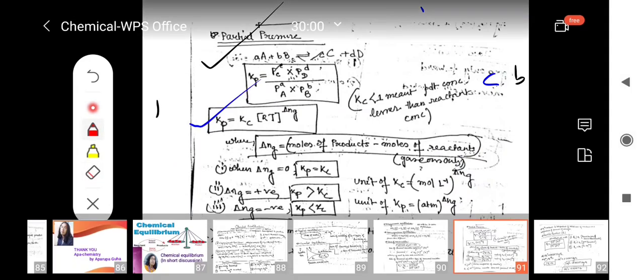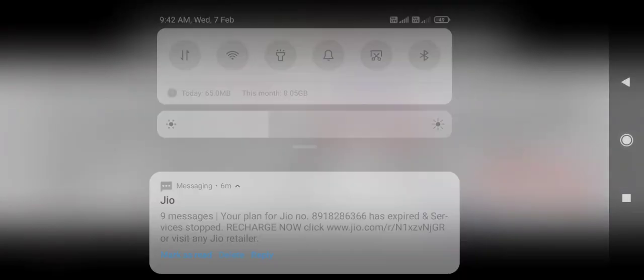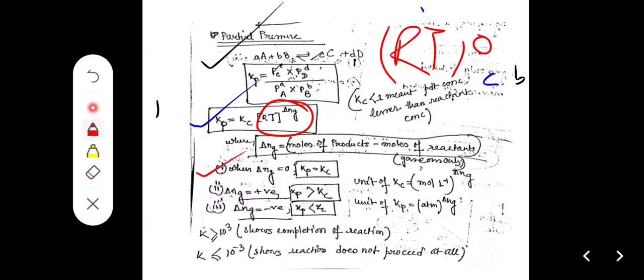Okay, now we consider when del Ng equals 0. So the power should be 0, that is (RT) to the power 0. Right? So what does it mean? That is Kp equals Kc. When del Ng is positive, Kp should be greater than Kc. And when del Ng is negative, that means Kp is less than Kc. Okay.